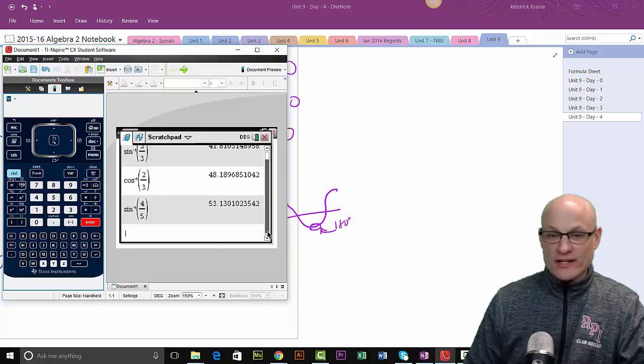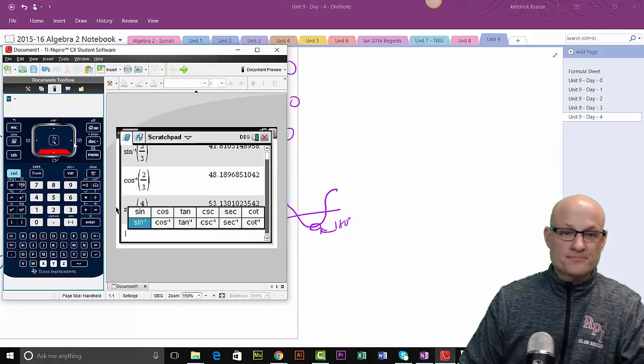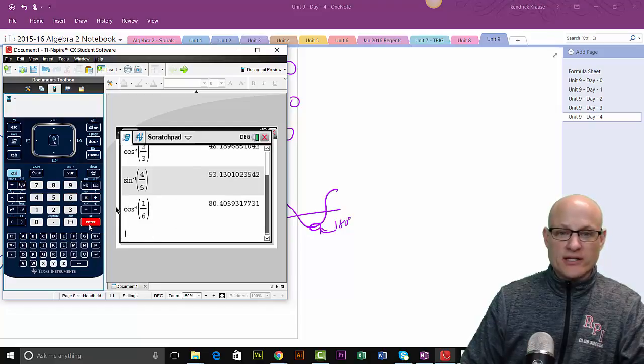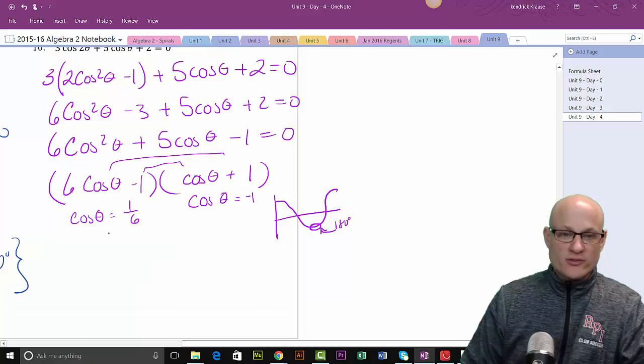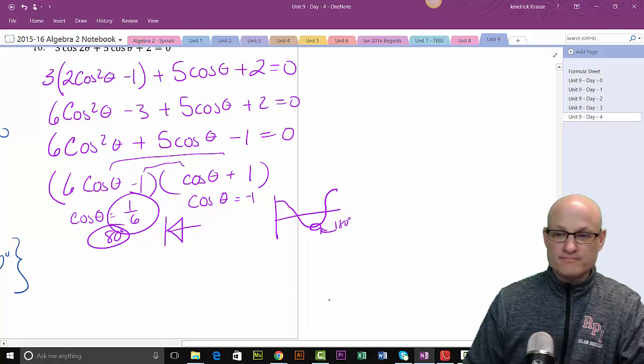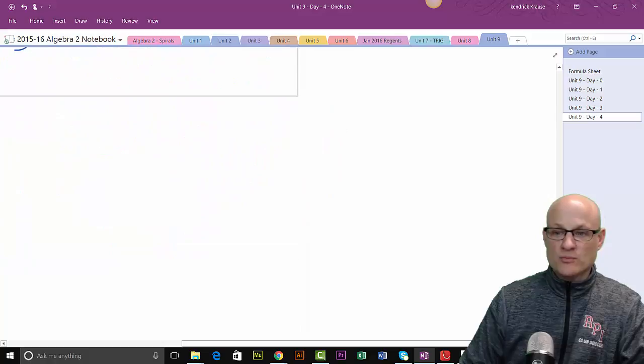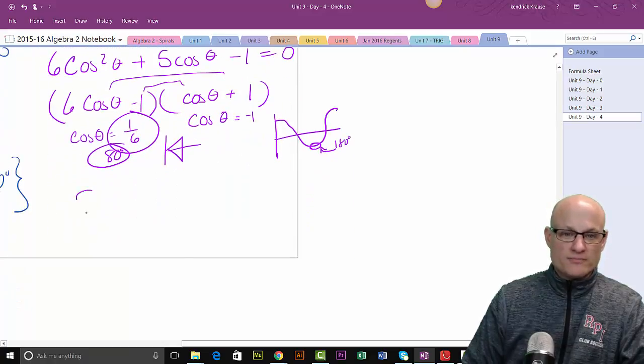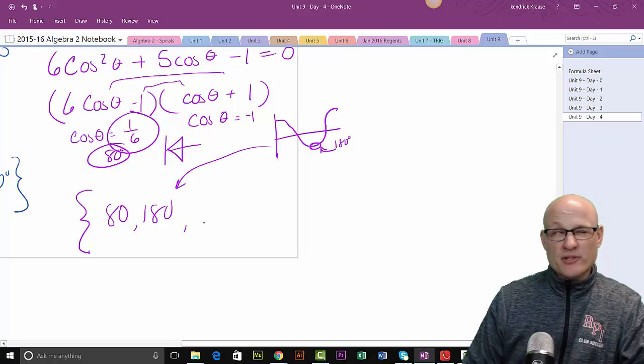1/6, I have no idea. So we're going to do inverse cosine of 1 divided by 6. And I get 80 degrees. It's positive, so I need the ones in the first and fourth quadrants. So we'll start with 80. We'll go to 180. That's this answer. And now we're going to do 360 minus 80. That would be 280 degrees.